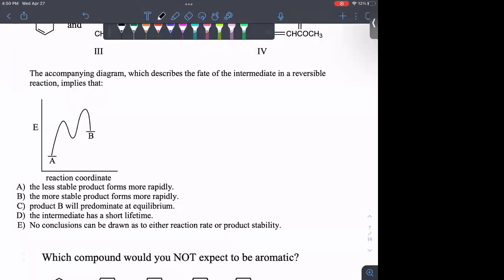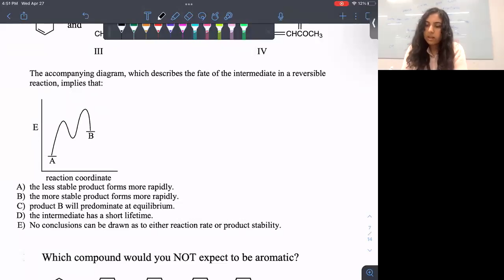B. More stable product. Yep, it's B. So looking at this diagram, the little dip between the two products A and B is your carbocation intermediate. If you remember, what you're concerned with is the height of the line of the final product, and also the height of the bump between the carbocation and the final product. This bump right here represents the activation energy. And then the height of the final line is the potential energy, or final energy.